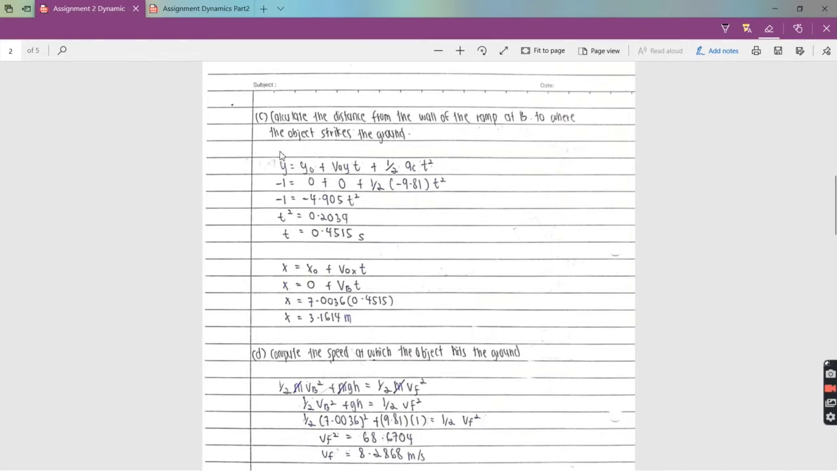So we can use this equation, y equals y naught plus v naught y times t plus half ac t squared. We have to replace ac with the gravitational acceleration, because the equation is just for the y component.